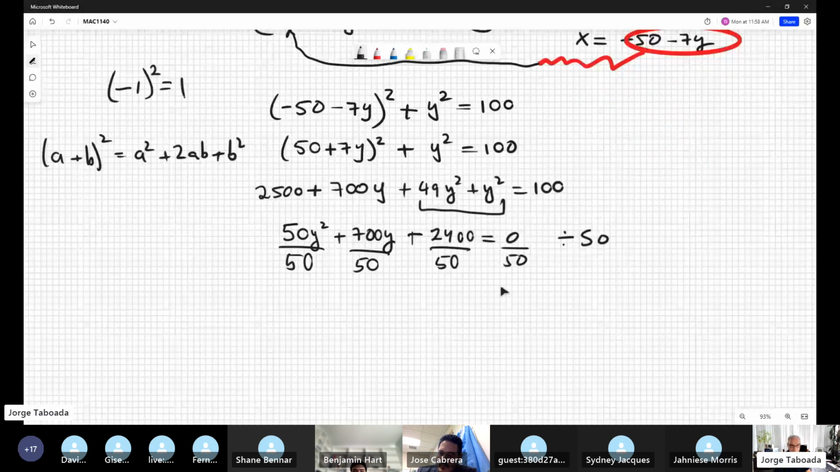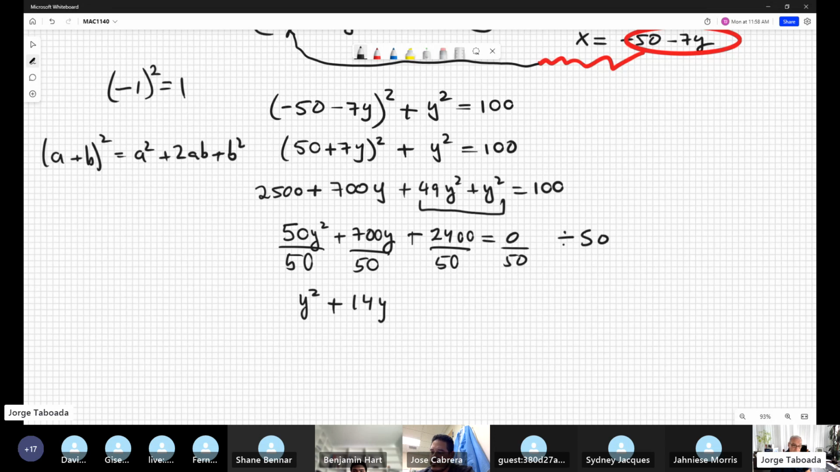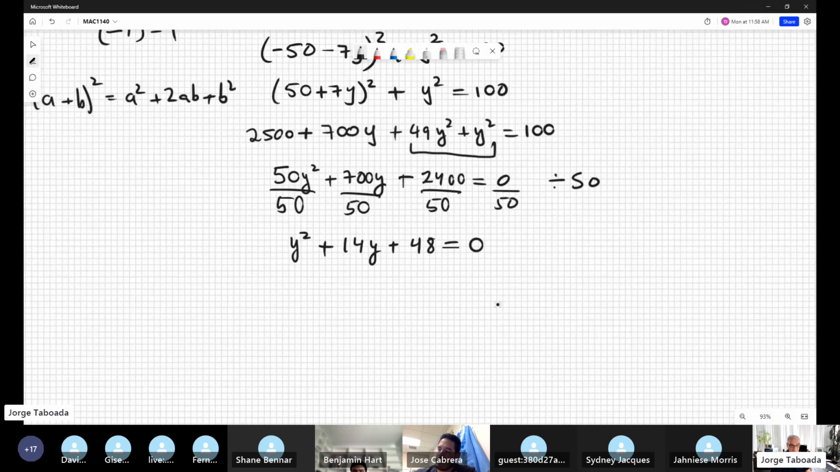Well, we have y squared. How do you know that? Try. Of course, I tried it in my moment, I did this example. And you put in the calculator, 700 divided by 50 is 14, and 2400 divided by 50 is 48. Wow. And 0 divided by 50 is 0. And you get an elementary equation that you solve by factorization, I suppose.